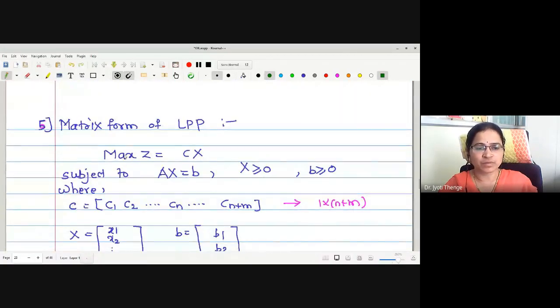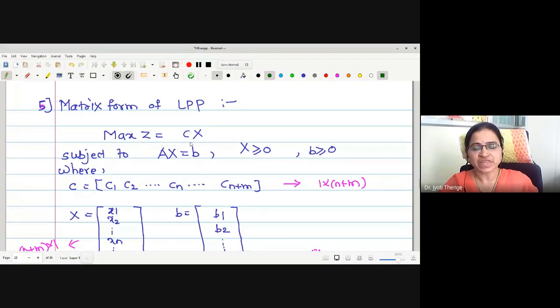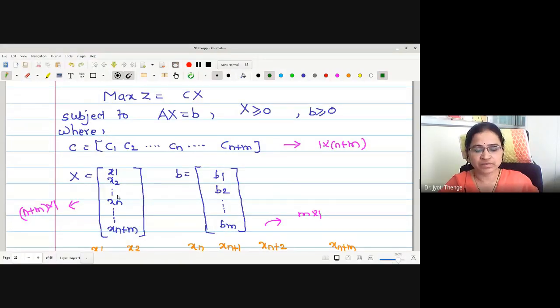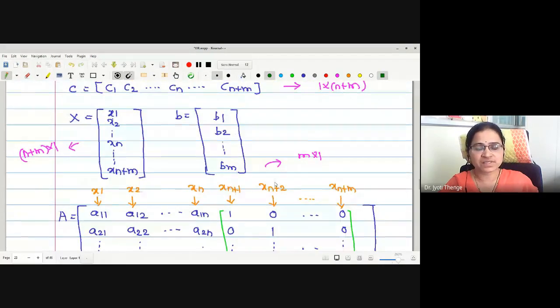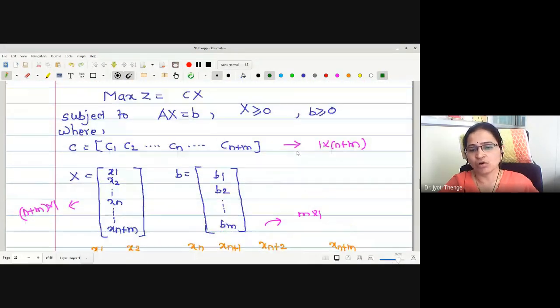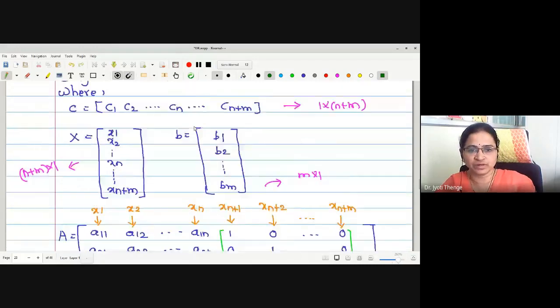This same system of equations we represent by using the matrix form. So the matrix form of the linear programming problem is: maximize z equals cx subject to Ax equals b, provided x is greater than or equal to 0 and b is greater than or equal to 0. What is c? C is the cost matrix. X is the variables, b is the right hand side constant, and A is the coefficient matrix. We have discussed in detail the order of every matrix and all, right?